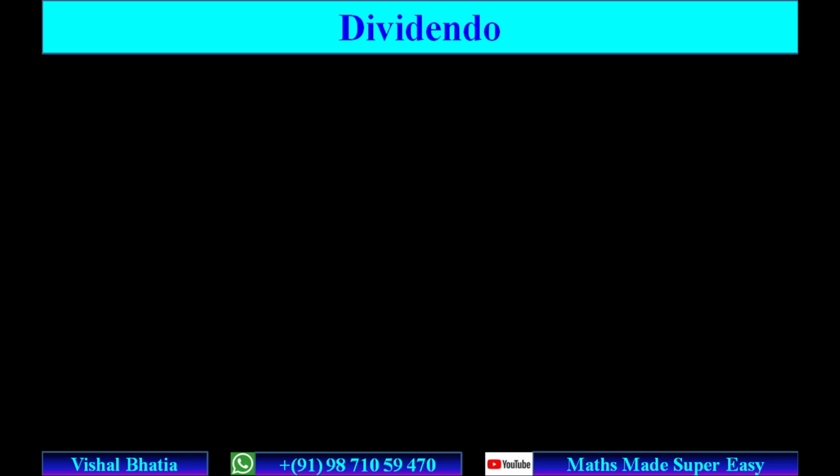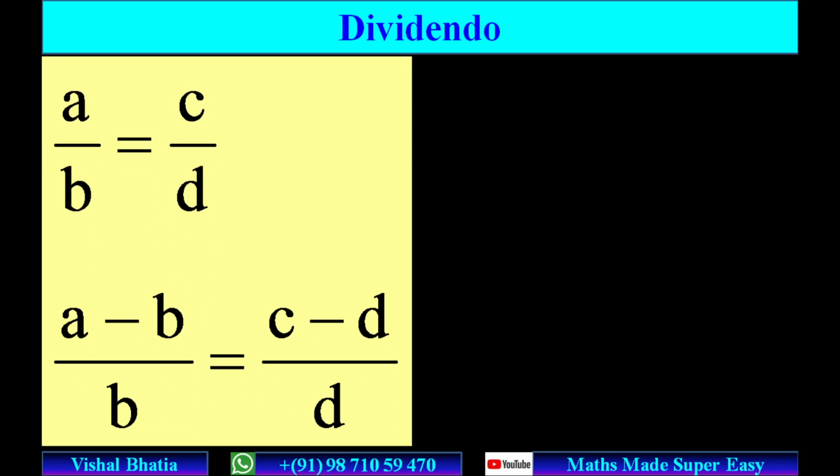Under dividendo, we subtract a minus 1. So again, given that there is a ratio A divided by B which is equal to C divided by D, the dividendo rule says that (A minus B) divided by B is equal to (C minus D) divided by D.